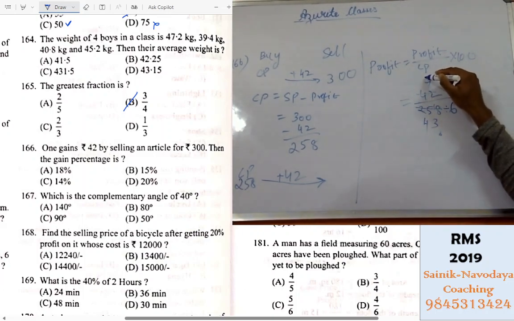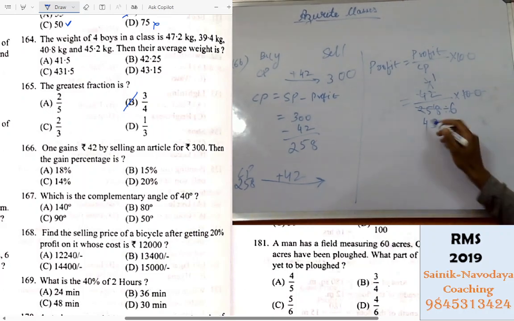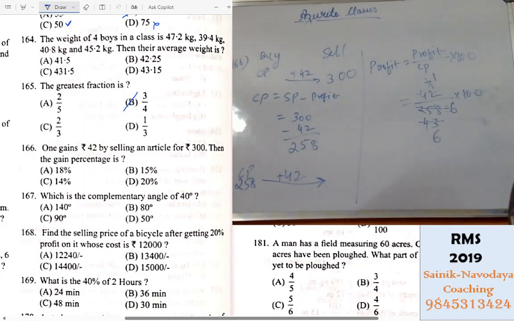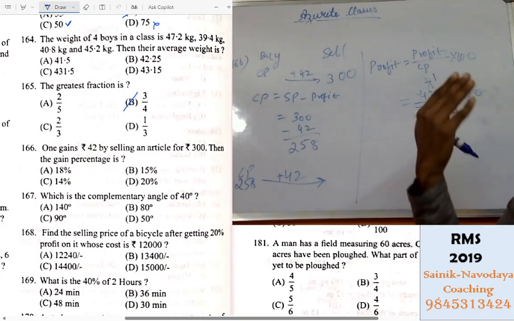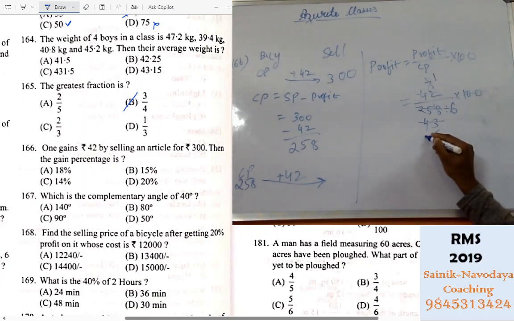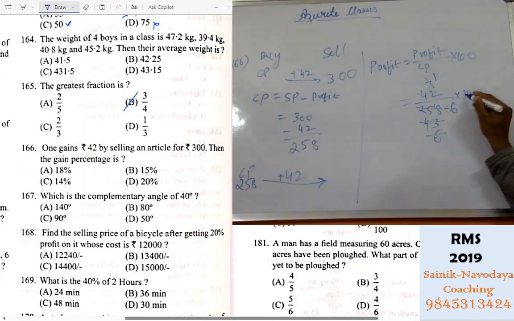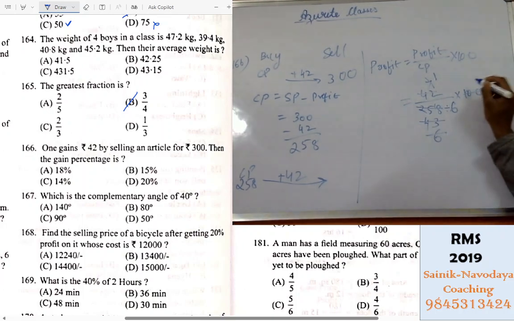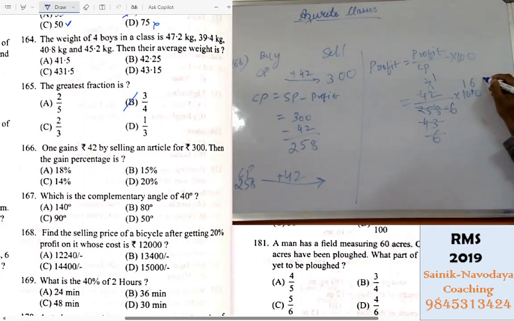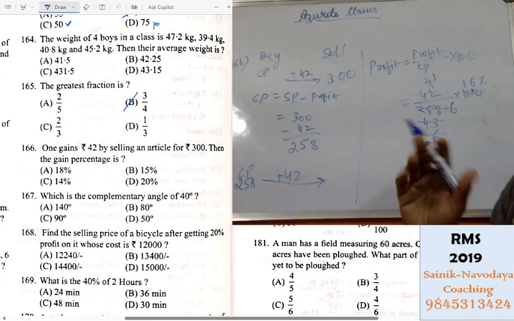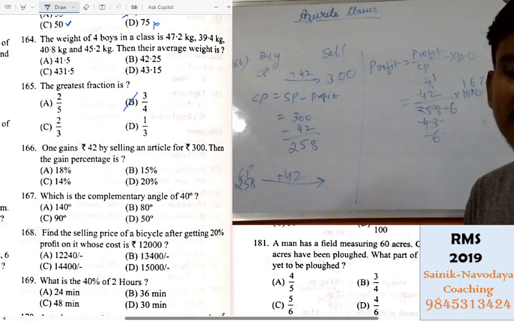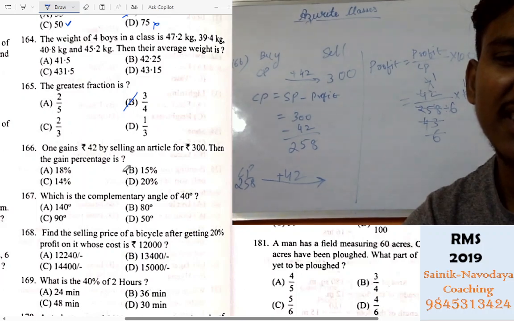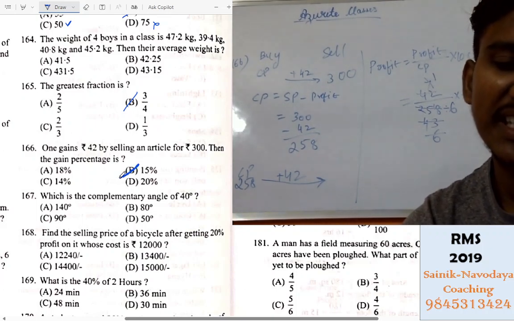So now 7 ones are 7, 7 6s are 42, so 43 is there, you leave 1. Now you divide with 6 and 100. 6 ones are 6, 4 remaining, 6 6s are 36. 16% is the answer coming. So 16% means which is the nearest answer to 16? 15 is the nearest answer, option B is the answer. It will be nearly around 15 point.